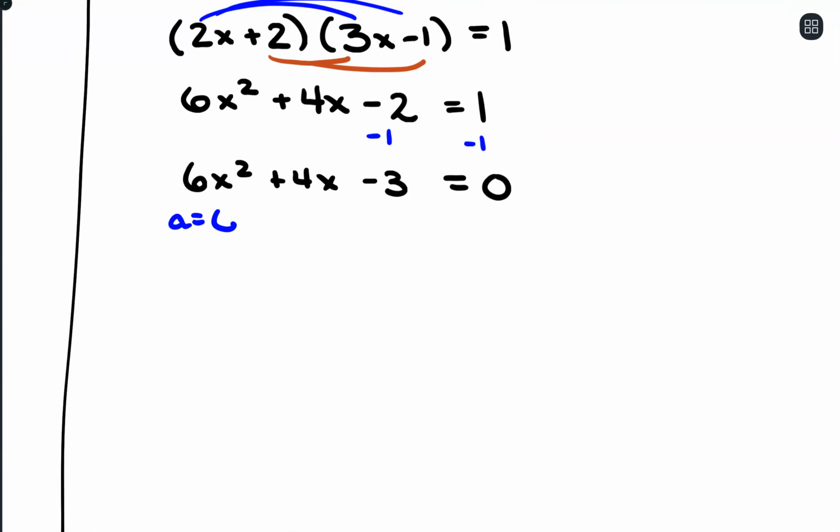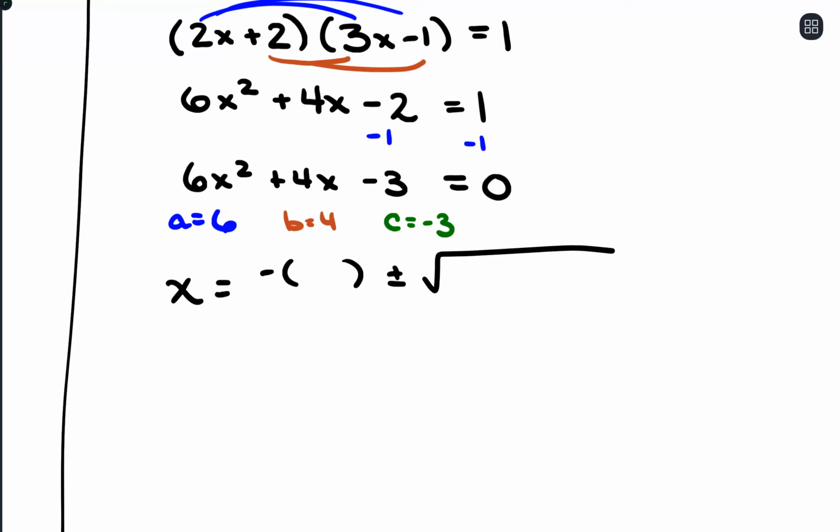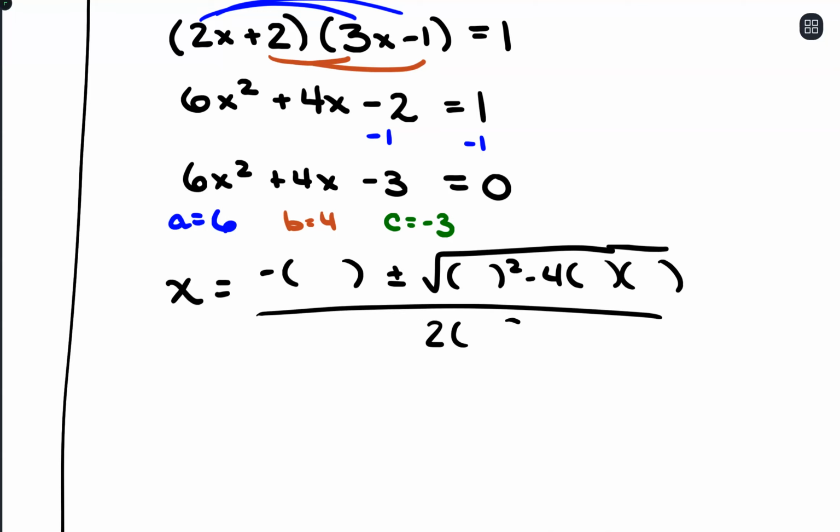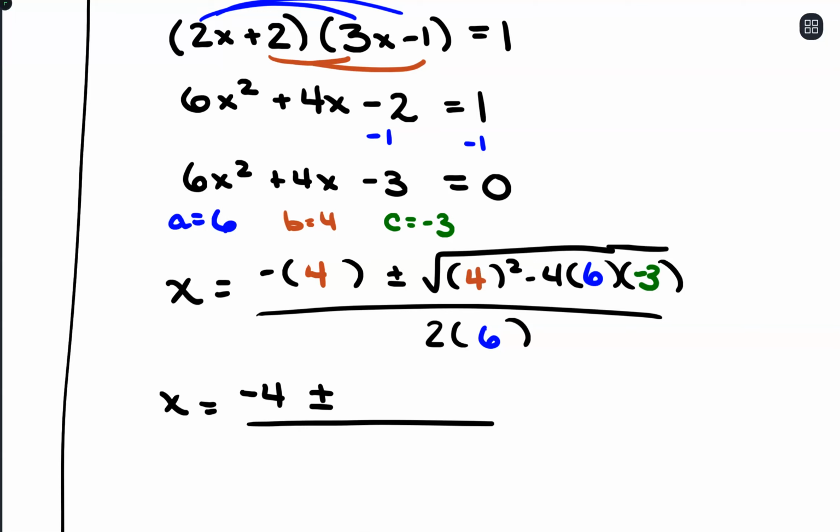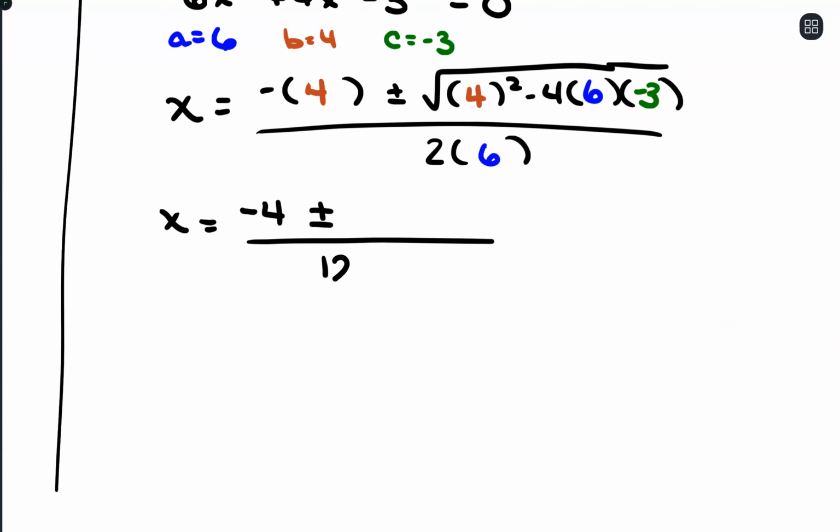All right, so we're going to have a equals 6, b equals 4, c equals negative 3. And setting up our quadratic formula, negative b plus or minus the square root of b squared minus 4ac, all over 2a. So negative 4 plus or minus the square root of 4 squared minus 4 times 6 times negative 3, all over 2 times 6. All right, so negative 4 plus or minus. In the denominator, we're going to have a 2 times 6, which is 12.